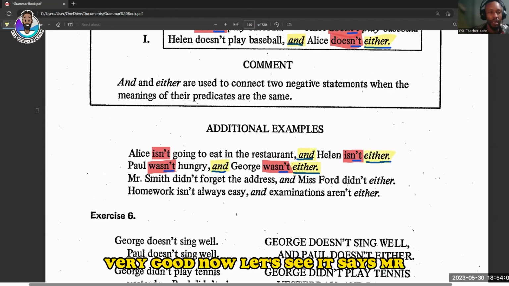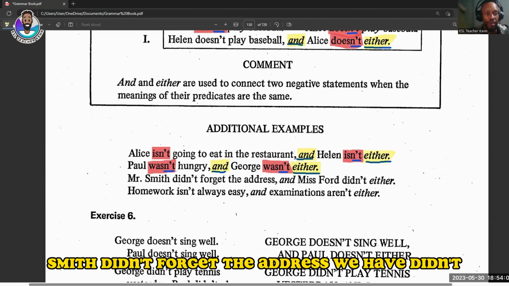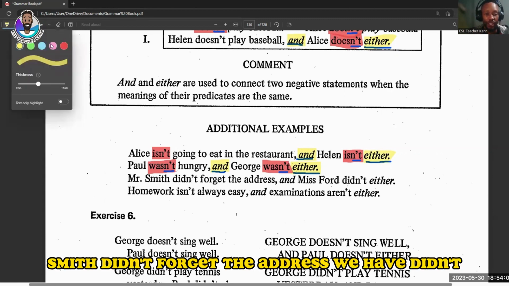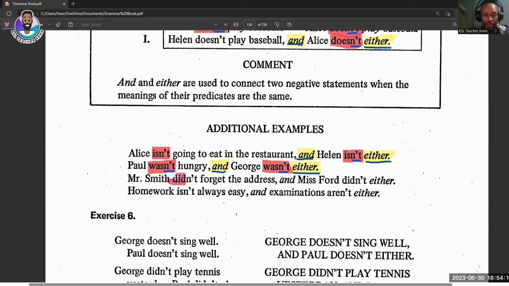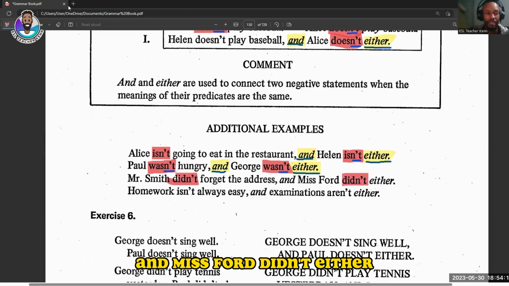Very good. Now let's see. It says, Mr. Smith didn't forget the address. We have didn't. And Miss Ford didn't either. Let me repeat. Mr. Smith didn't forget the address, and Miss Ford didn't either.